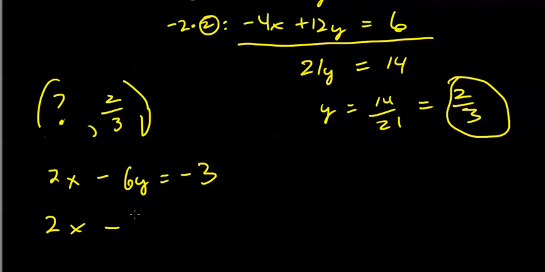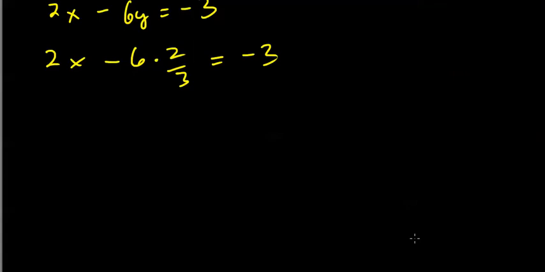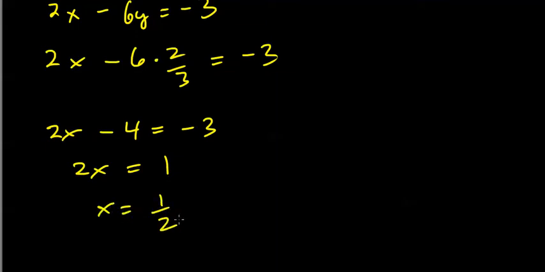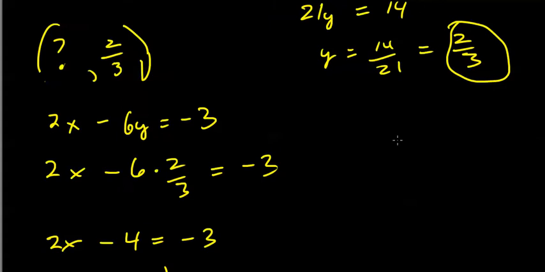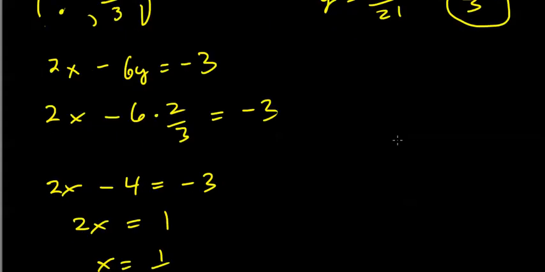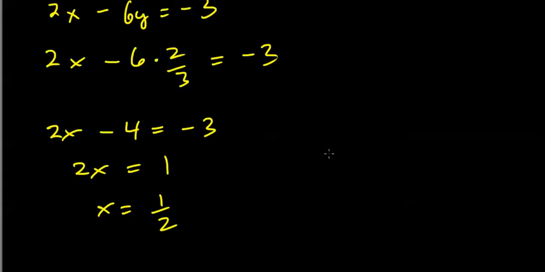So 2x minus 6 times 2/3 is minus 3. Alright, so I can solve for x now. Well, 6 times 2/3 is 4, so I get 2x minus 4 equals minus 3. So 2x equals 1, adding 4 to both sides, and x equals 1/2. Alright, so I know when y is 2/3, x has to be 1/2.